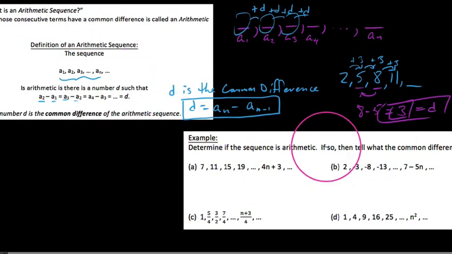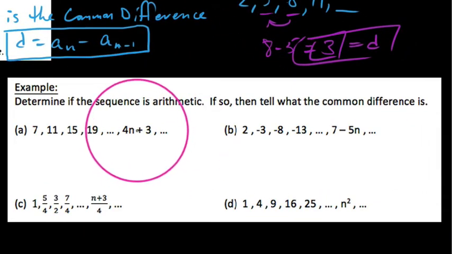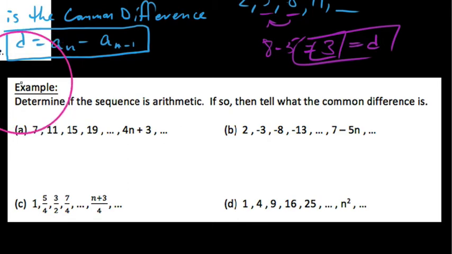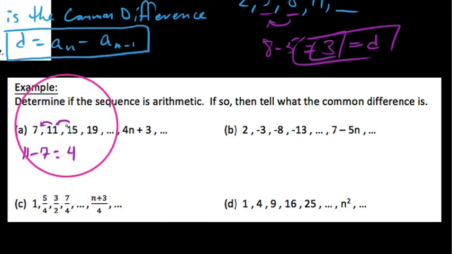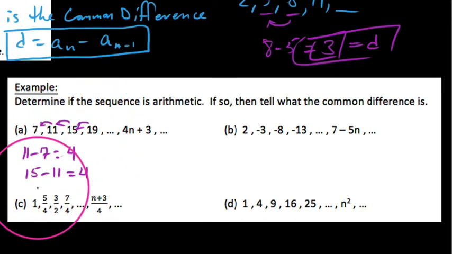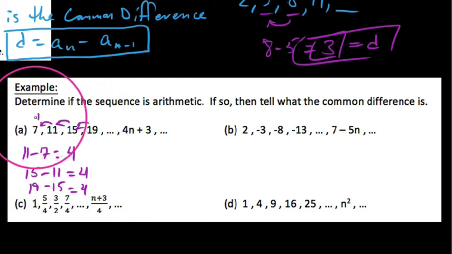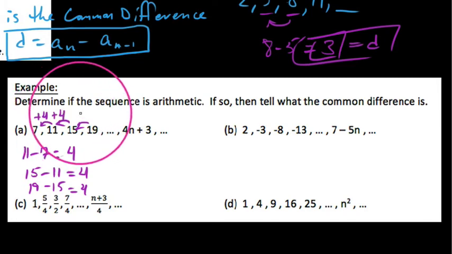What we're going to do down here is determine whether these sequences are arithmetic or not, and then calculate the common difference. Will this first sequence be arithmetic? The question is, is it increasing or decreasing by a constant difference every time? If we take 11 minus 7, we get 4. If I take 15 minus 11, we get 4. And if I take 19 minus 15, we keep seeing that we get 4. So this is an arithmetic sequence where our common difference is equal to 4.